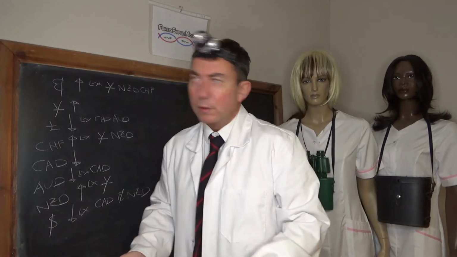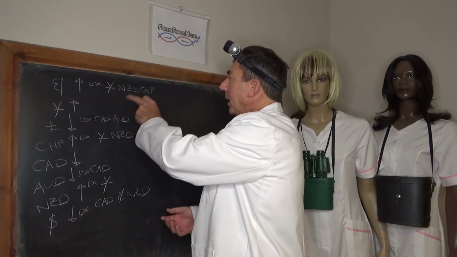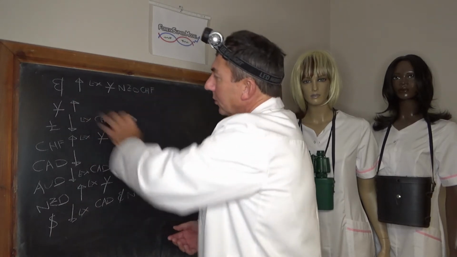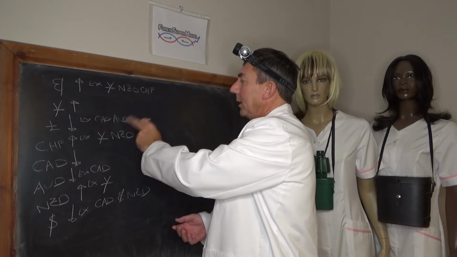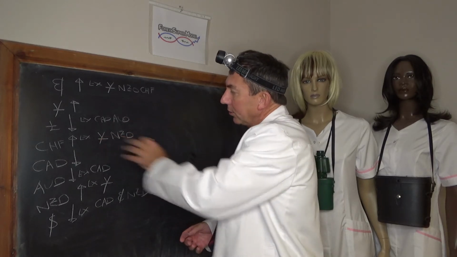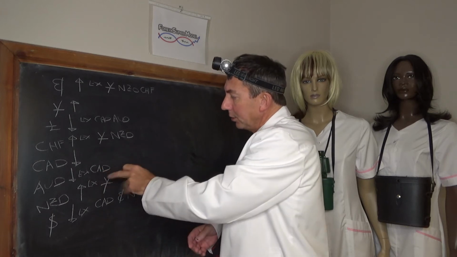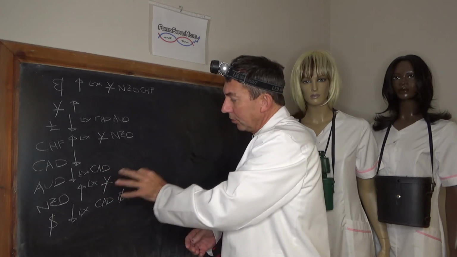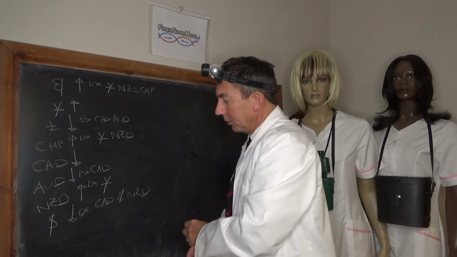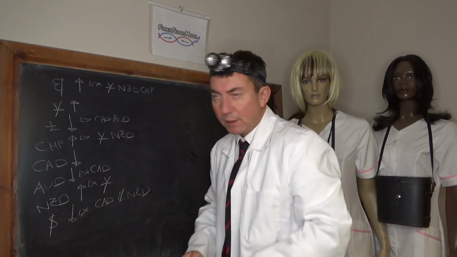Right, we've written up the flows then. So the euro is strong except against the yen, New Zealand and the Swiss. The yen is strong across the board. The pound is weak except against the CAD and the AUD. The Swiss is strong except against the yen and the NZD. The CAD is weak across the board. The AUD is weak except against the CAD. The NZD is strong except against the yen, and the dollar is weak except against the CAD, the euro, and the NZD.